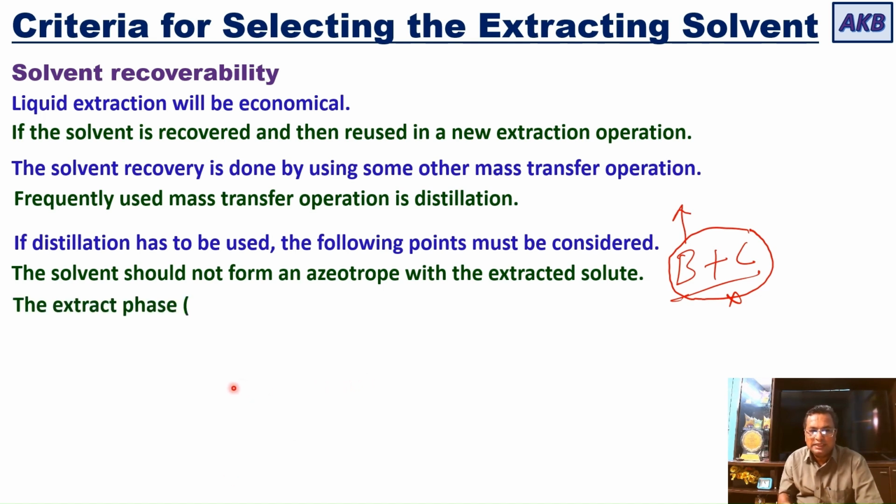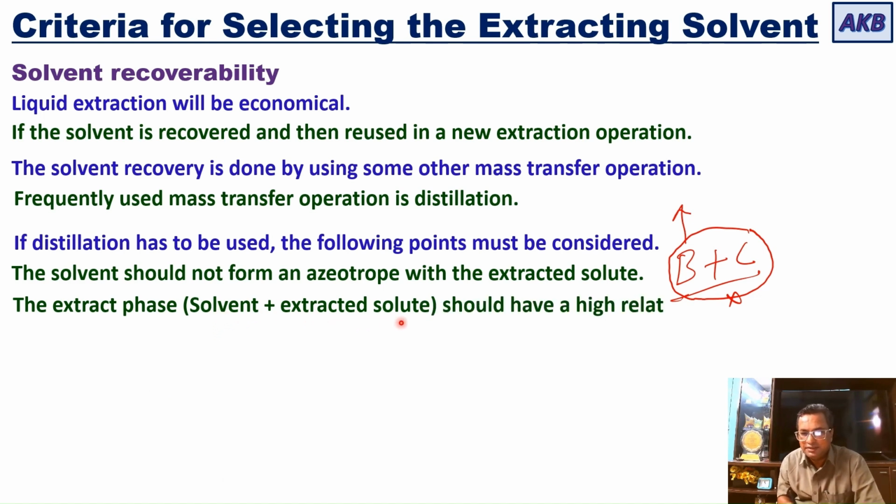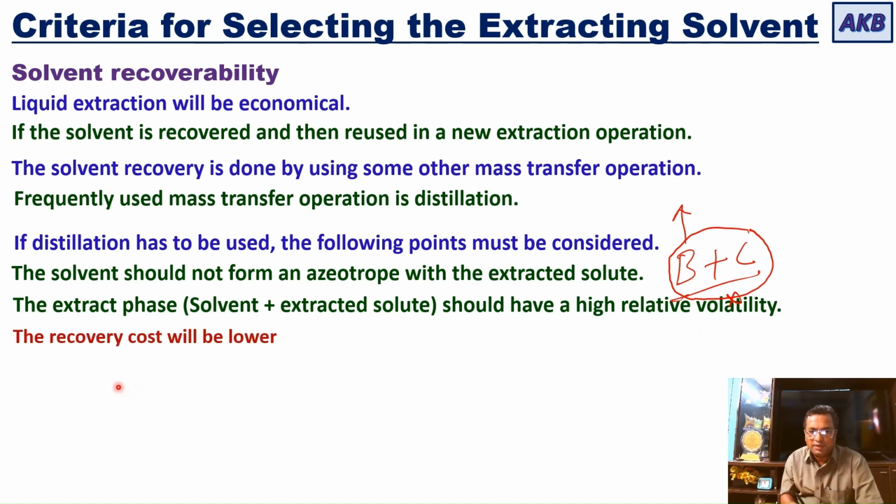This is one thing. Then the extract phase, which is a solution of solvent plus extracted solute, should have a high relative volatility. High relative volatility will be helpful because it will reduce the recovery cost. So you need to select a solvent which, after forming the solution with the extracted solute, should have a high relative volatility.